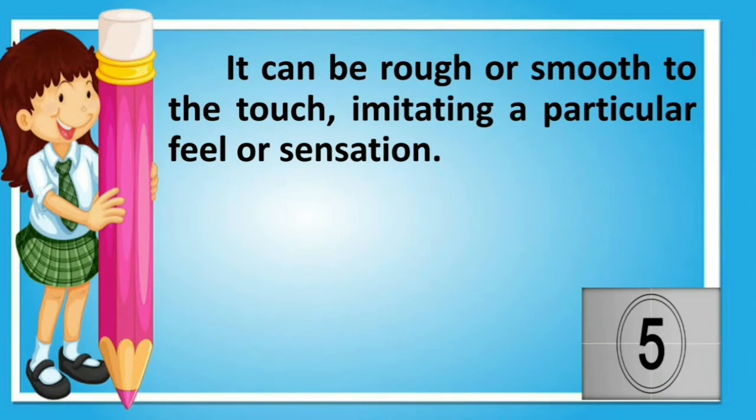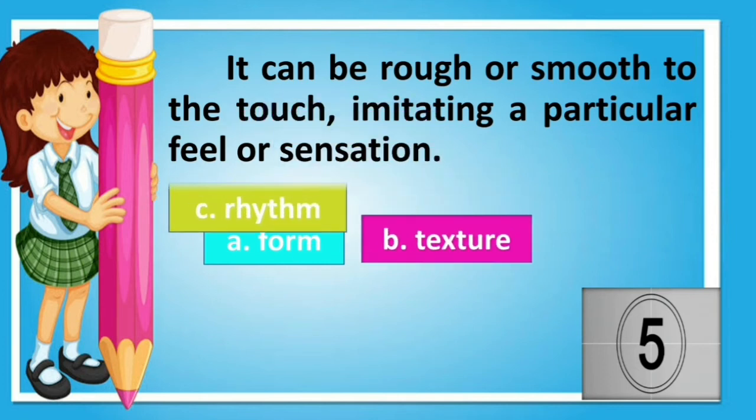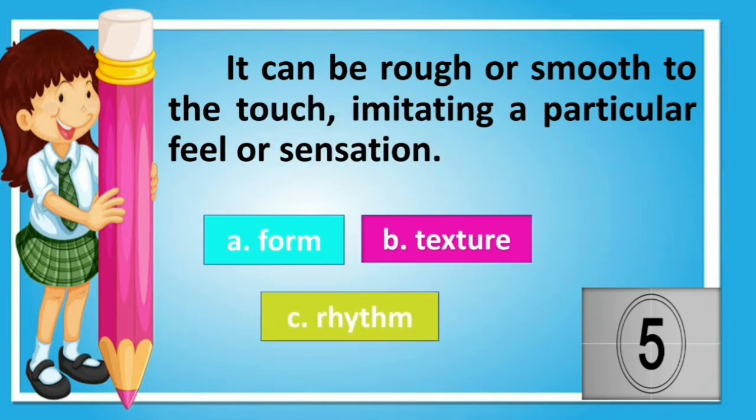Number 7. It can be rough or smooth to the touch, imitating a particular feel or sensation. A, form. B, texture. C, rhythm. Timer starts now. And the answer is B, texture.